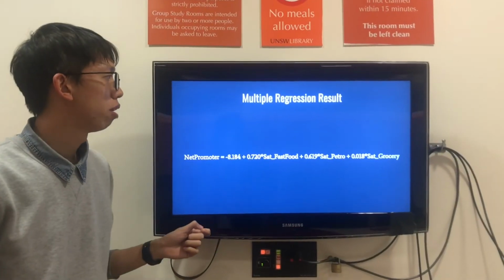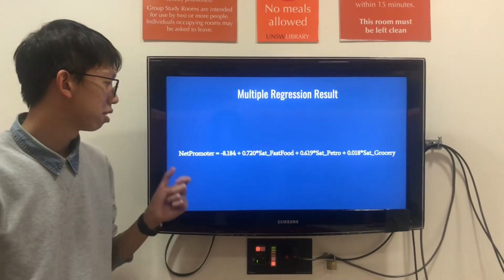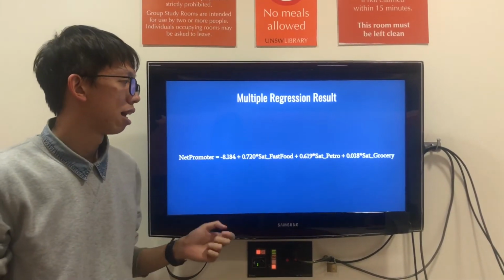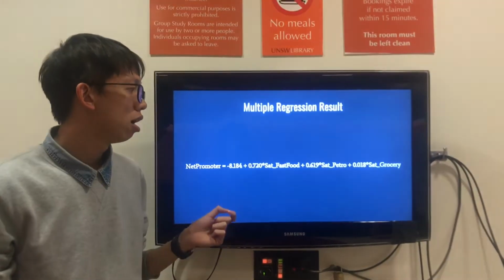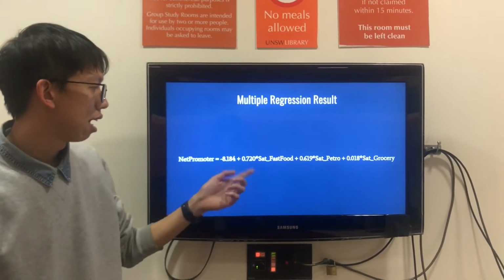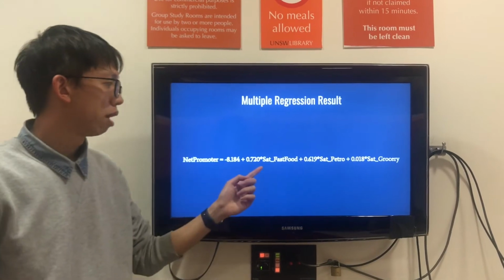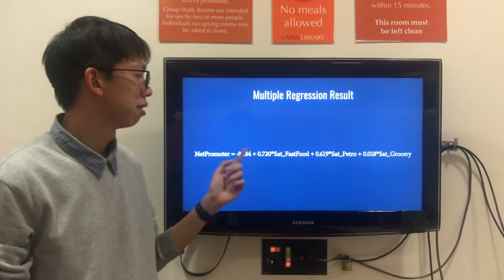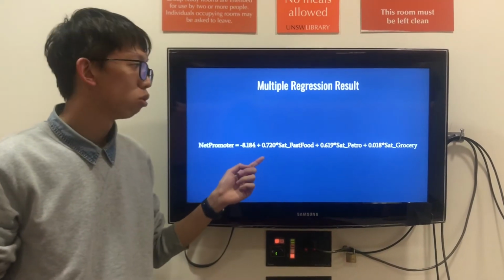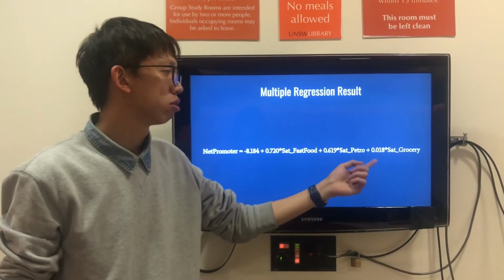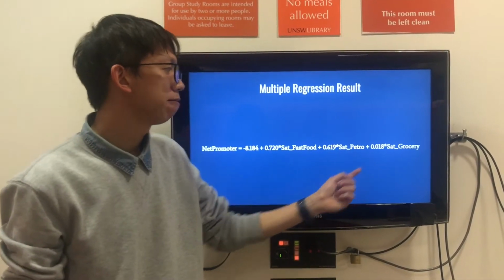And according to our multiple regression results, we also found that the satisfaction rate with fast food and the satisfaction rate with petrol contribute more to our net promoter scores. As we can see from the formula, one increment of satisfaction in fast food can lead to 0.72, while one increment in the satisfaction of grocery only leads to 0.018.